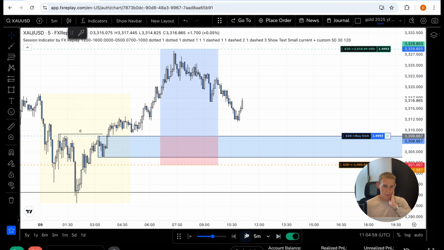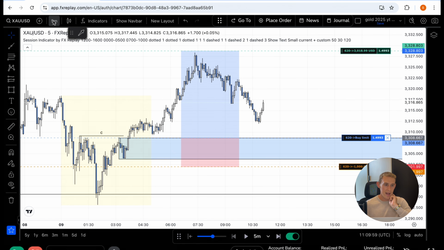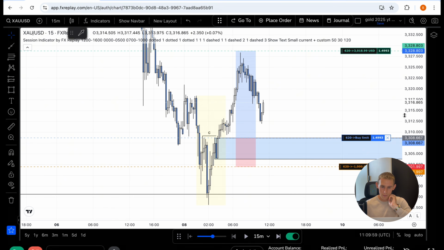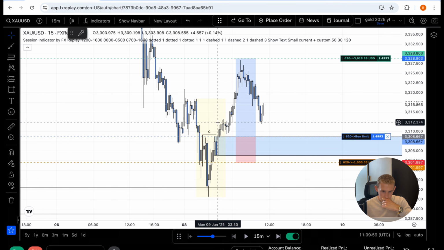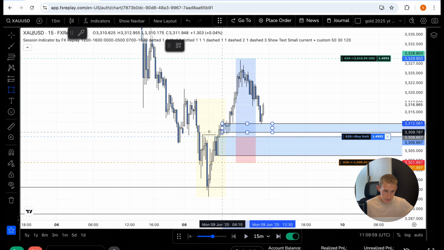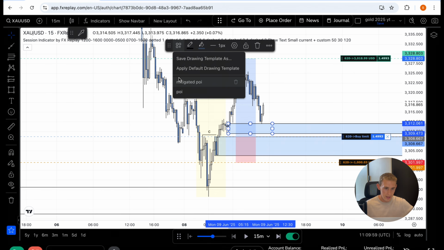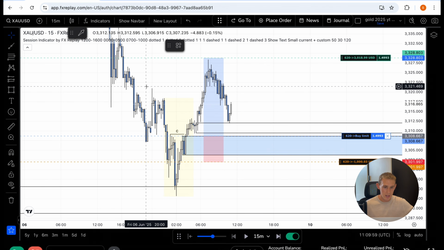At the moment, it doesn't seem like it, but this is still valid, so I'm going to keep the limit order active. I might actually monitor here to see if we can get an entry confirmation on this demand, just in case price misses our initial entry.